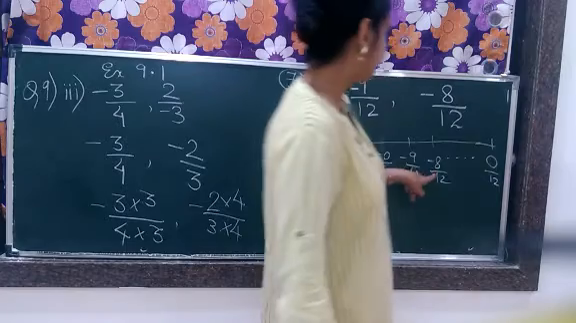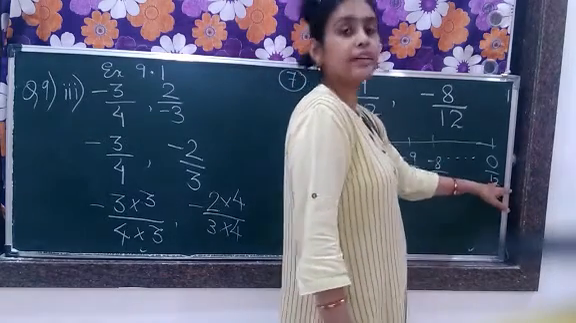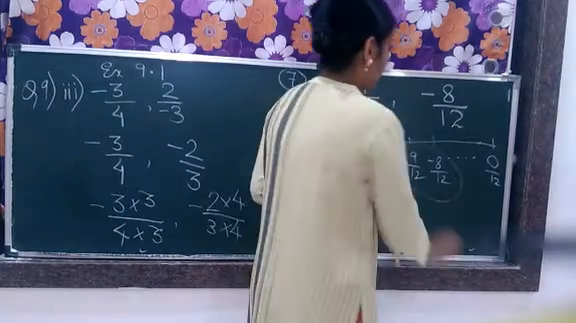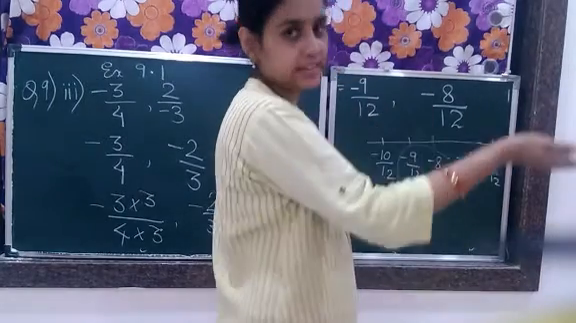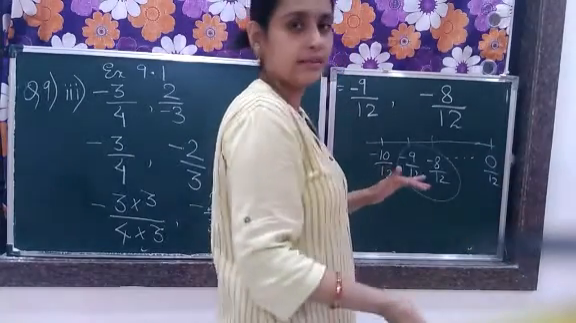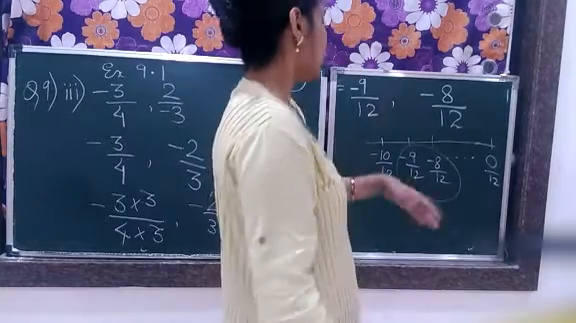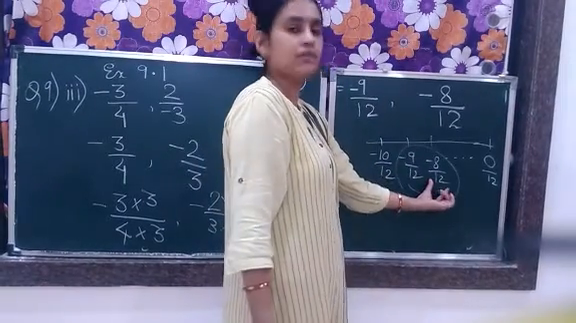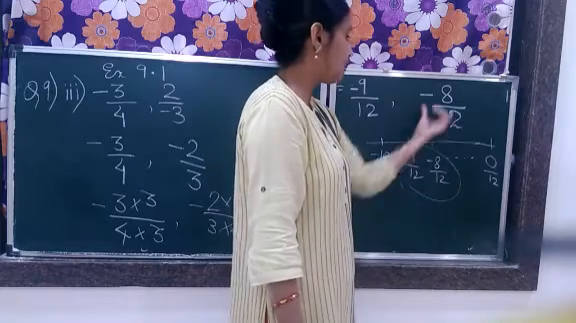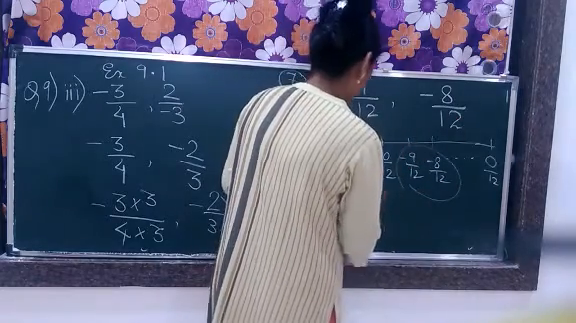So, we can say in two ways. The first one, the rational number which is nearer to 0 is considered greater, and when we compare the two rational numbers, the one placed on the right side is greater. This we discussed today. Once again we are revising it. So, who is on the right side right now is minus 8 by 12. So, minus 8 by 12 is greater.